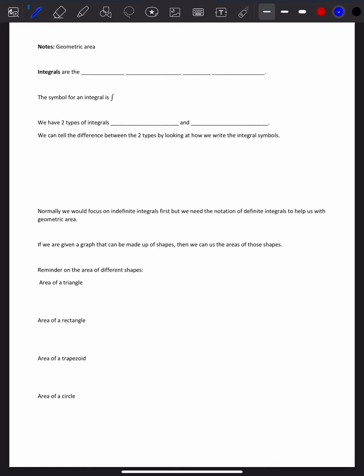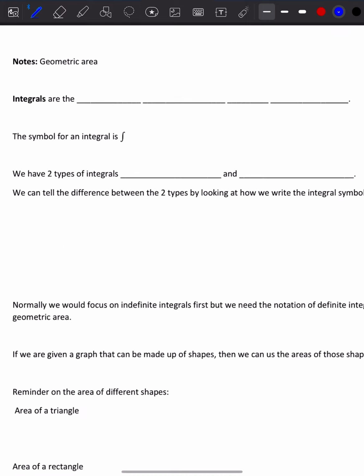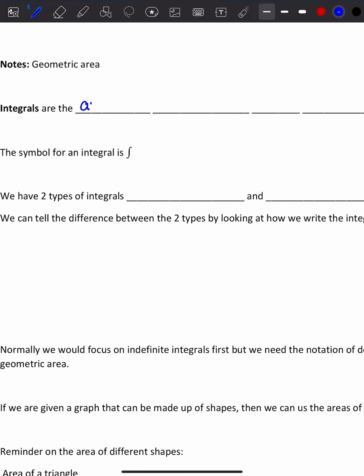Today we're going to be talking about geometric area. First thing we need to talk about is integrals. So integrals are the area under the curve. So when we talk about derivatives, we talk about slope. When we talk about integrals, we're talking about area of our function that we're looking at.